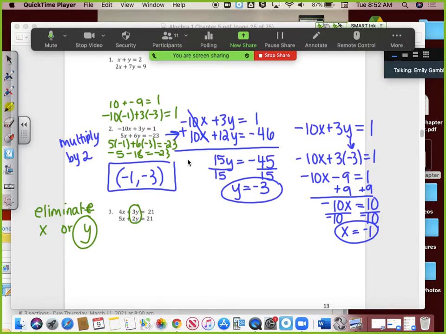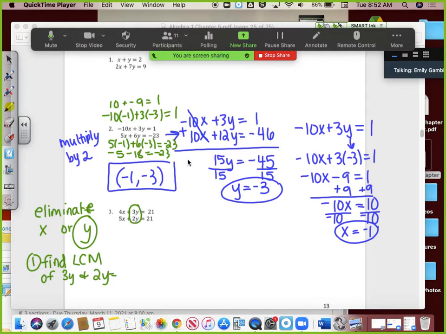The smallest multiple that's a multiple of both would be 6, because the multiples of 3 are 3, 6, 9, 12. The multiples of 2 are 2, 4, 6. 6 is the least common multiple, so the first thing you have to do is find the LCM of 3y and 2y, and that's going to be equal to 6y.